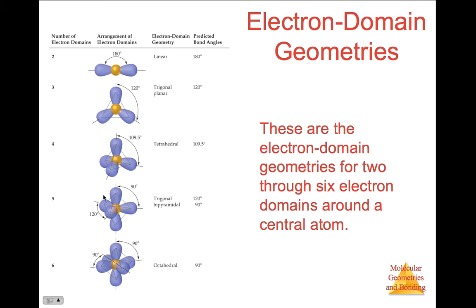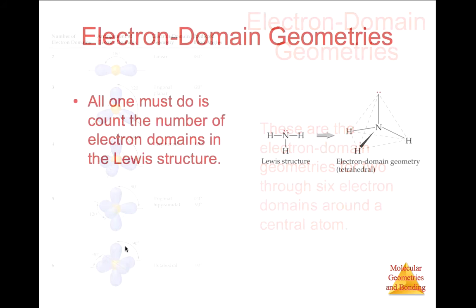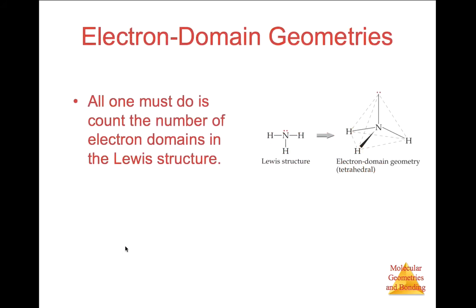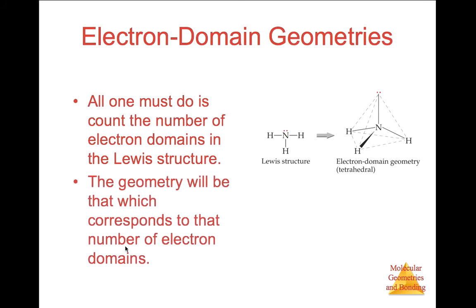If there's 5, notice there's actually 3 domains around the center. They call that the equatorial axis, and then you can see that there's an up and down portion right here too. They call that the axial domains. And then you can see right here this is octahedral with all 90 degree bonds. We're going to look at each one of these electron arrangements in detail. So all one must do is count the number of electron domains in the Lewis dot structure, and the geometry will be that which corresponds to the number of electron domains.